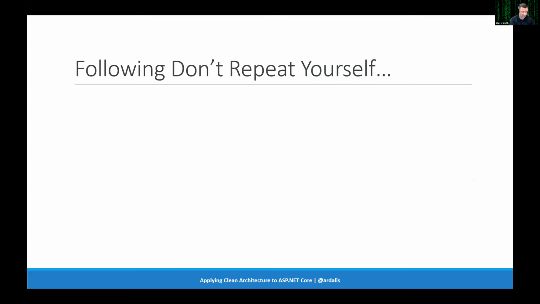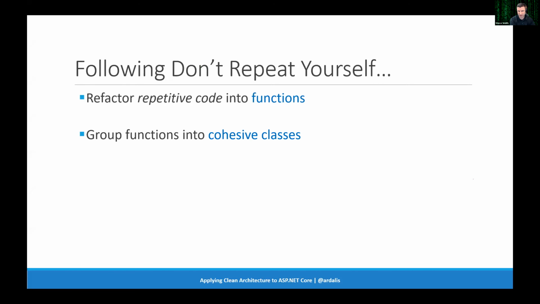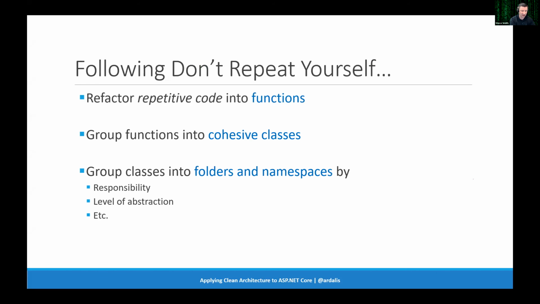So when you follow the don't repeat yourself principle, typically what you do is you take duplicate logic that really is fundamentally the same logic, and you refactor it into functions or methods. Then, of course, we're going to group these into classes because we're in an object-oriented language like C# or perhaps VB.NET. And then we're going to group these into folders and namespaces by responsibility, level of abstraction, whatever makes sense to us as we're building it. And then ultimately, we'll probably group these into projects. And we'll talk about why we want to group them into projects and whether projects are necessary in just a few more minutes.